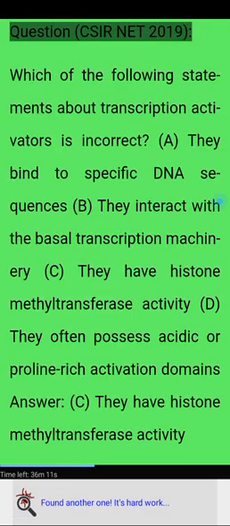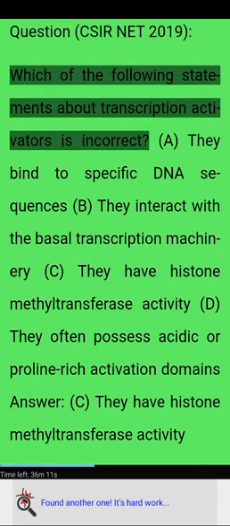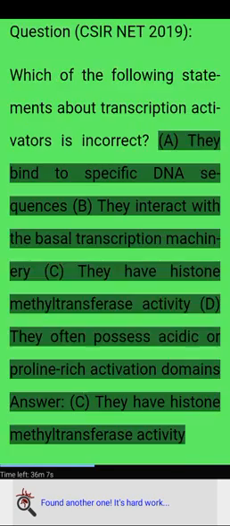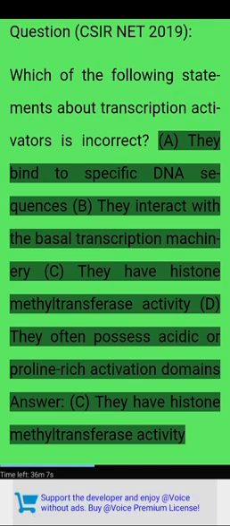Question: CSIR NET 2019. Which of the following statements about transcription activators is incorrect? A. They bind to specific DNA sequences. B. They interact with the basal transcription machinery. C. They have histone methyltransferase activity. D.